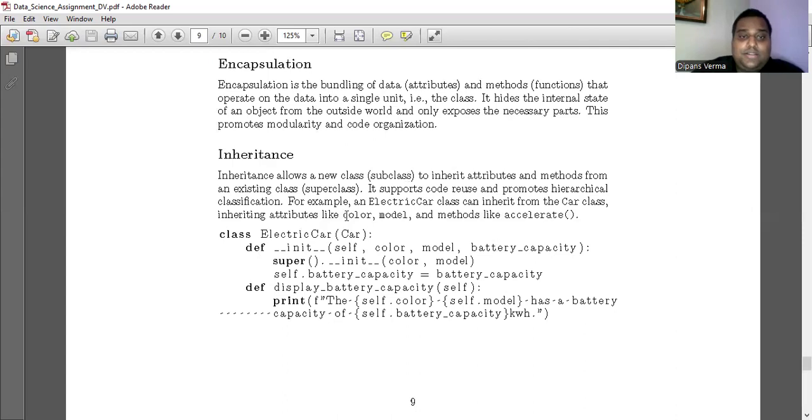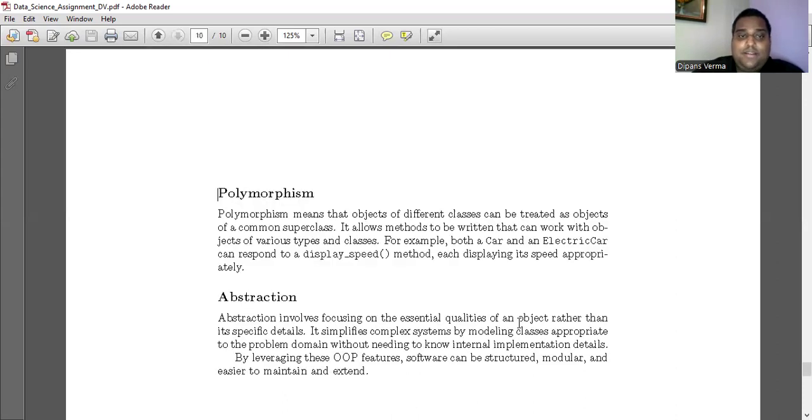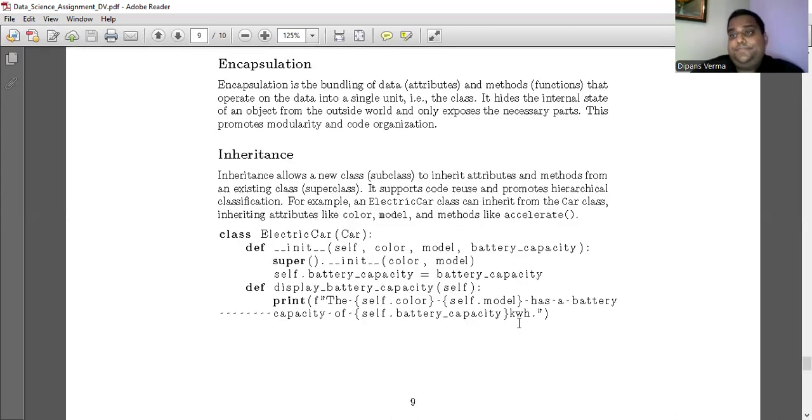using super, because the superclass is your parent class. So basically these things we are calling from the car class, right? And then you can initialize battery capacity, because this is the only new parameter being introduced here, right? So we can take display battery capacity. Car and model are already defined in your parent class, right?